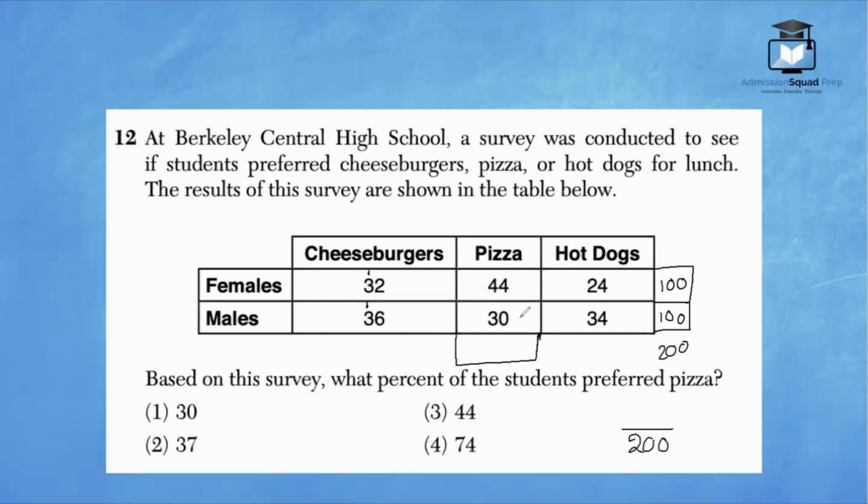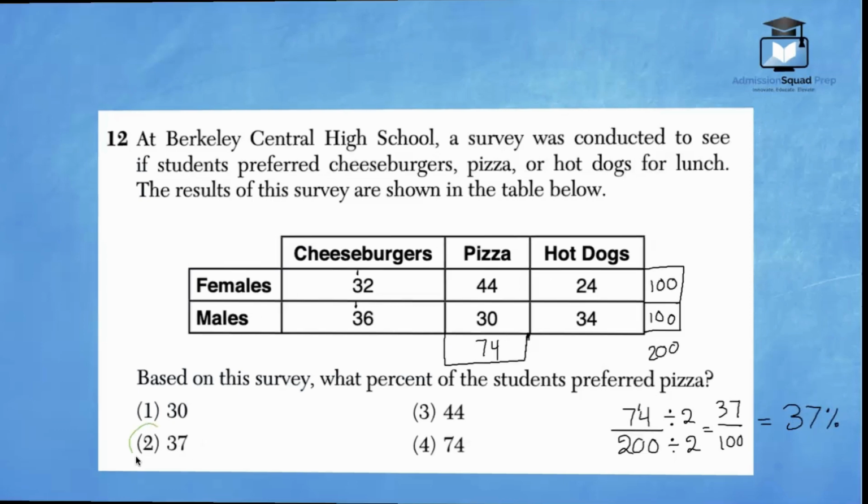We can add up these two amounts. 44 plus 30 is 74. So the question is, what is 74 over 200 expressed as a %? Remember, % means per 100 or out of 100. So the easiest thing for us to do is to divide both the numerator and the denominator by 2. That's going to give us a denominator of 100. 7 divided by 2 is 3, remainder 1, and 14 divided by 2 is 7. So this is actually 37%. So the correct answer is choice 2.